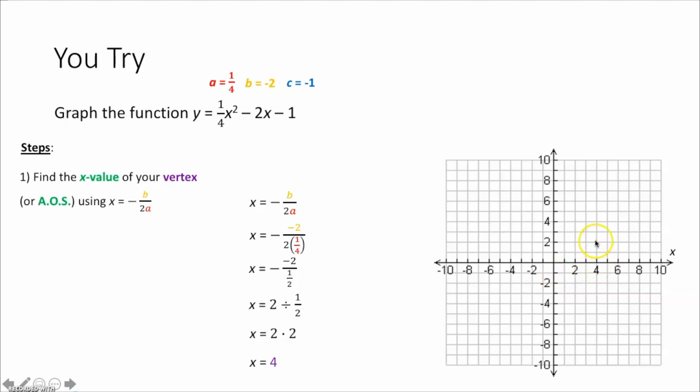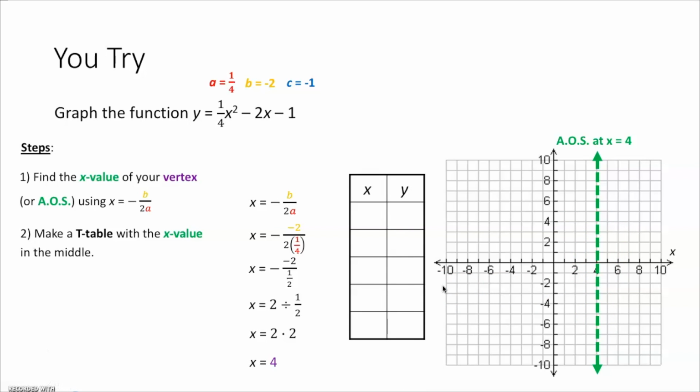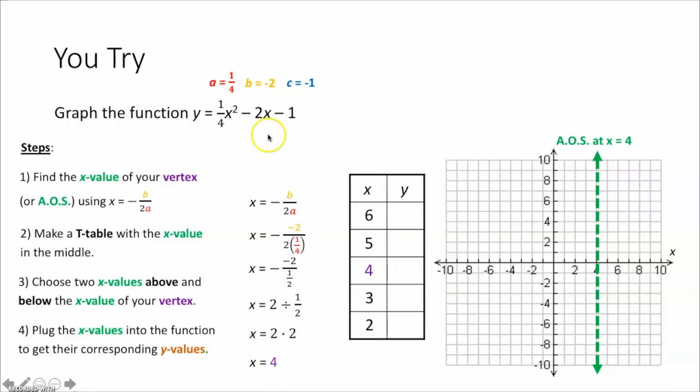So we go over to x equals 4, draw a vertical line. That way we know that is our axis of symmetry, and our parabola should be the same on both sides of that. Now we make a t-table. We plug that x value that we just got in the middle and pick 2 x values above that and 2 below that. We then plug those into the original function to get the y values that go with them.